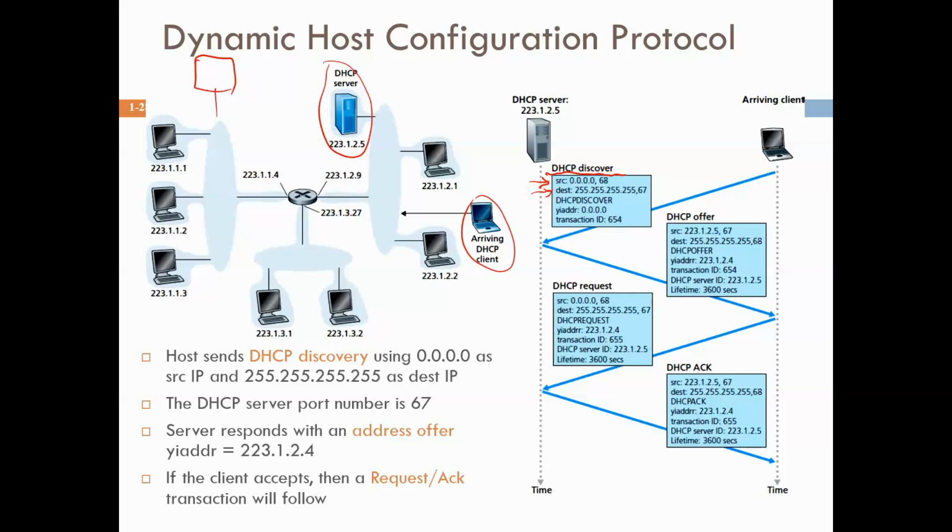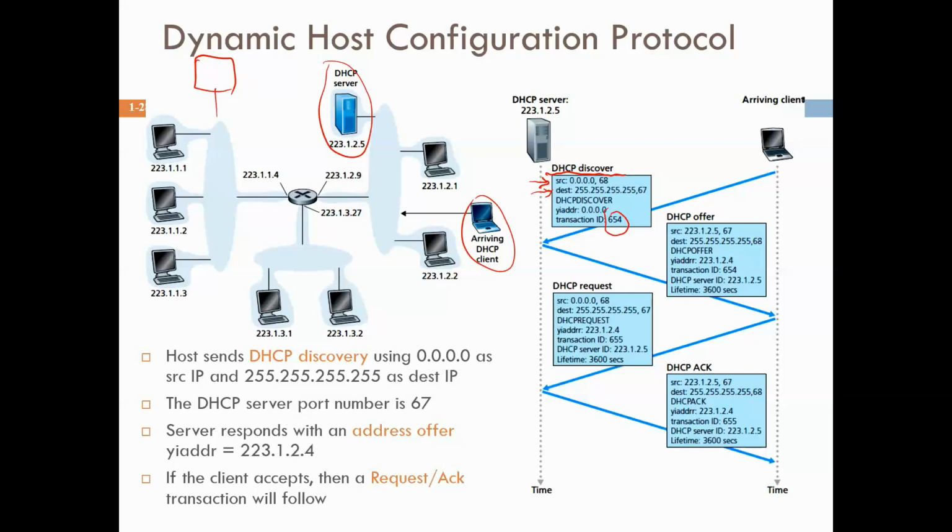You will see also that the transaction ID here is 654. So every discover packet will have a random transaction ID that the client will generate. What is the purpose of that? Imagine there is more than one client arriving to the network and wishing to obtain an IP address at the same time. They will all be using the source IP address as all zeros, and they will all be using the destination IP address as all ones. So how would the DHCP server differentiate between them? This is by the transaction ID. Every arriving client will have a different transaction ID in this case.